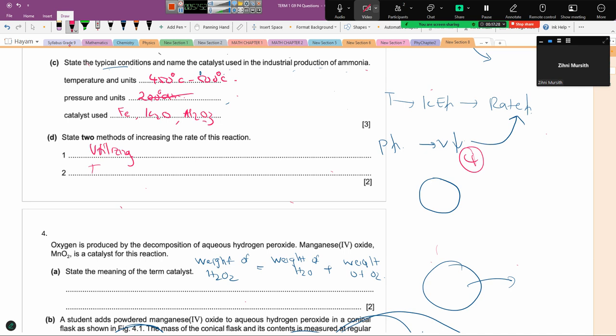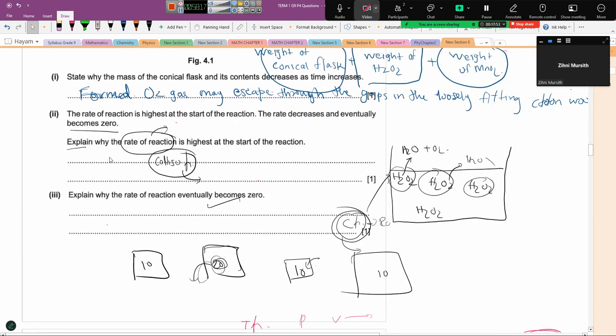You should be able to explain also. If you utilize a catalyst, it will reduce activation energy and enhance the rate of reaction. And if you increase the temperature, what will happen? According to collision theory, kinetic energy will increase, more collisions will occur, and then the rate of reaction will increase.